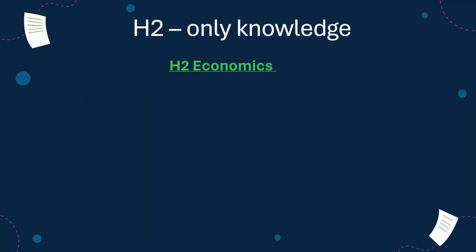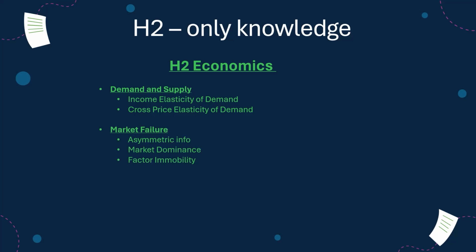Now that we've understood the differences in assessment, here are some of the topics that only H2 students will learn. Everything that H1 students learn, the H2 students learn as well, so these are the topics that are excluded from the H1 syllabus. The first would be that in the topic of demand and supply, H2 students will learn additional concepts of income and cross-price elasticity of demand. In the topic of market failure, H2 students have additional 3 sources of market failure to learn about, namely asymmetric info, market dominance, and factor immobility.